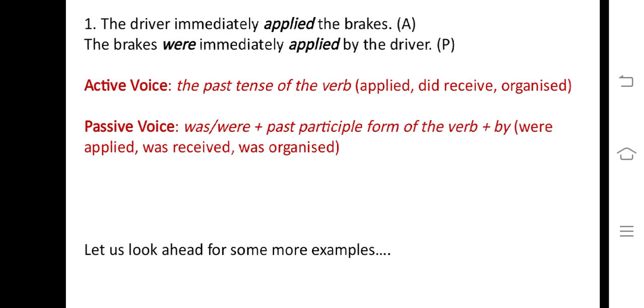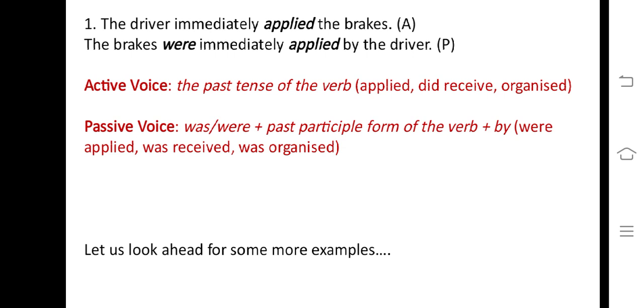Now look at the first sentence. The driver immediately applied the brakes. In active voice, our key is the past tense of the verb. Examples are applied, did, received, organized. Here, our verb is given, applied, and we know that before the verb we will get our subject, and after the verb we will get our object. The passive voice key of simple past tense is was/were plus past participle form of the verb plus by. Examples are were applied, was received, was organized, etc.